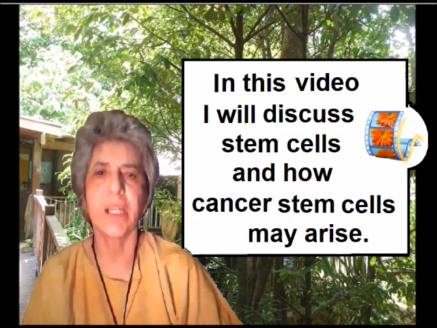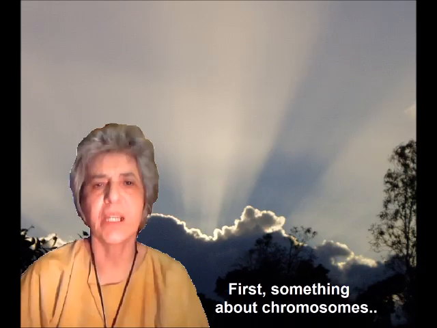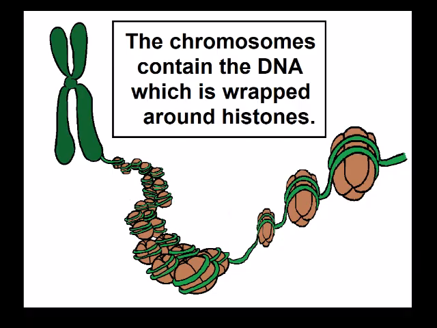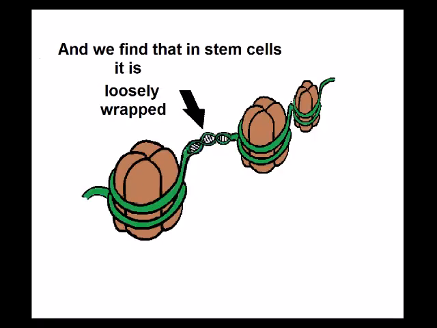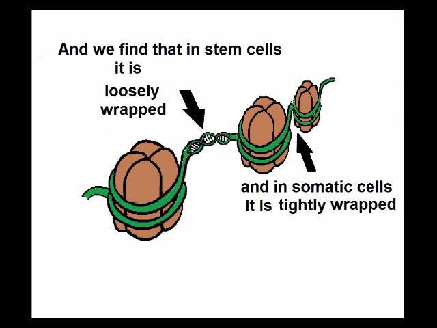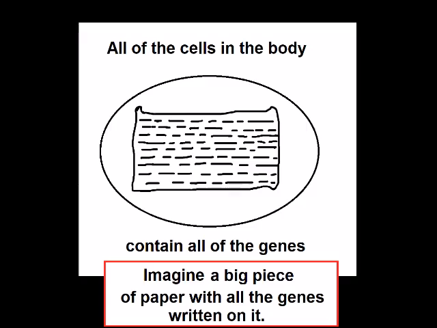In this video I will discuss stem cells and how cancer stem cells may arise. First, something about chromosomes. The chromosomes contain the DNA, which is wrapped around histones. And we find that in stem cells it is loosely wrapped, and in somatic cells it is tightly wrapped.